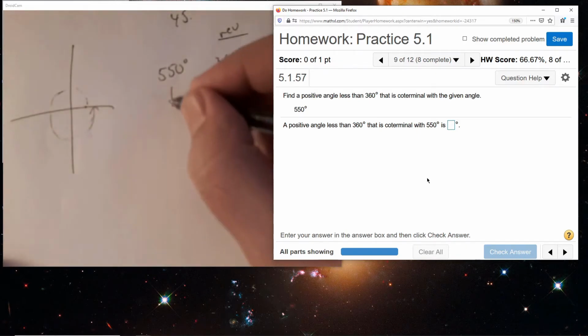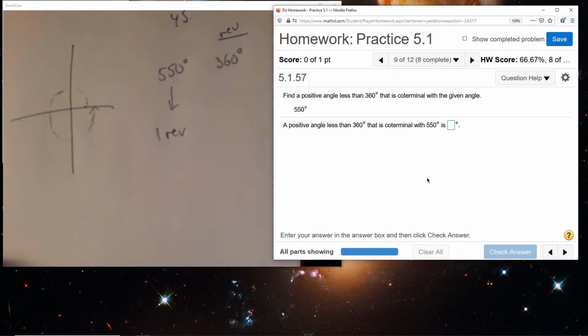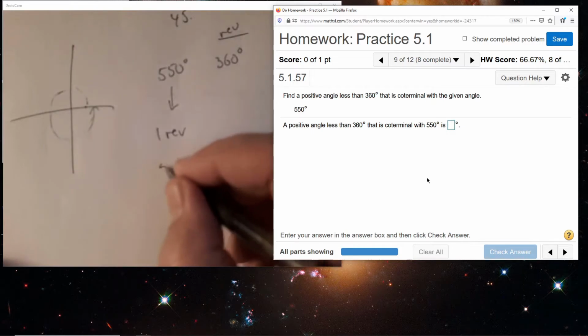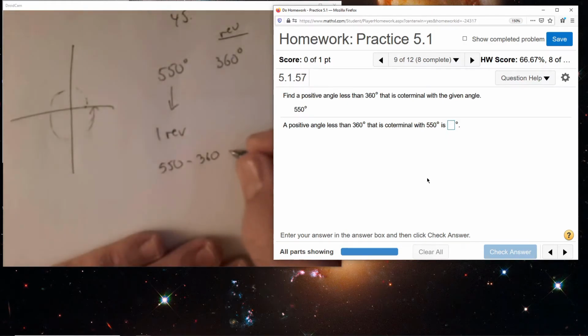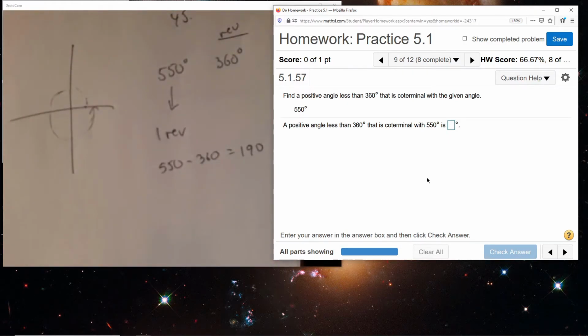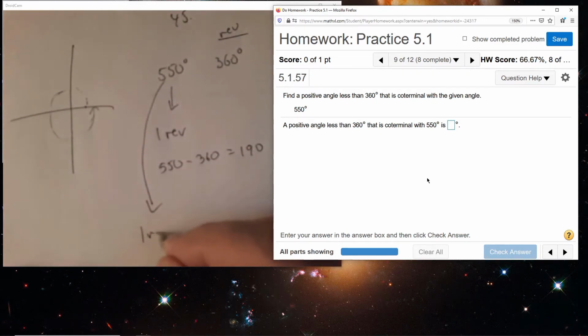So 550 is at least 1 revolution. And then what's left over after 1 revolution, we'd have to figure out. So we'd have to take 550 and subtract off 360 to see what's left over after we do our 1 revolution. So that means 550 is 1 revolution plus another 190 degrees.